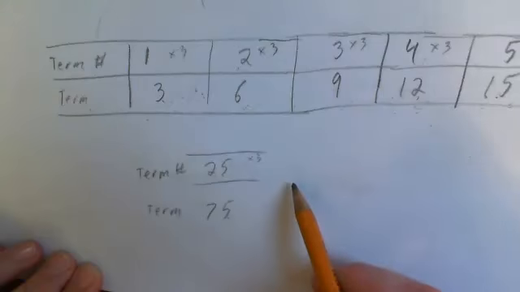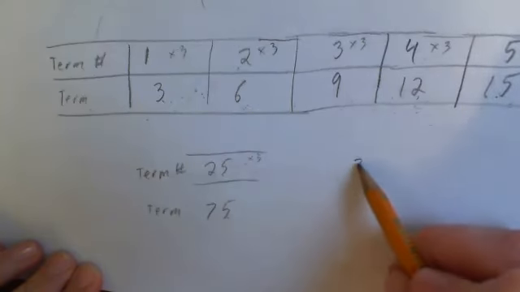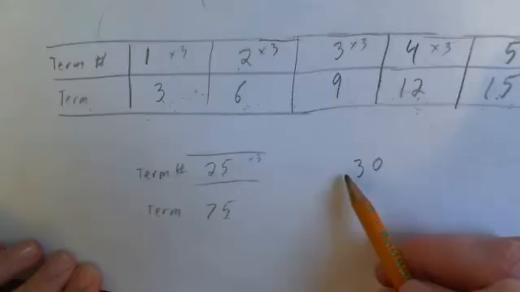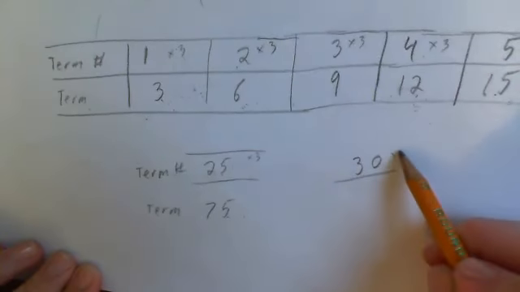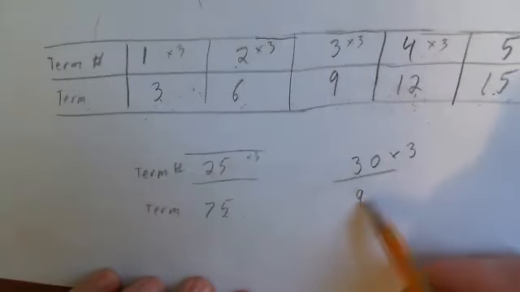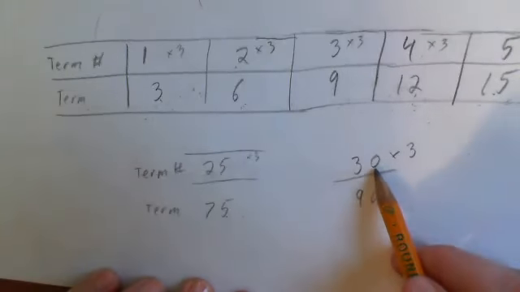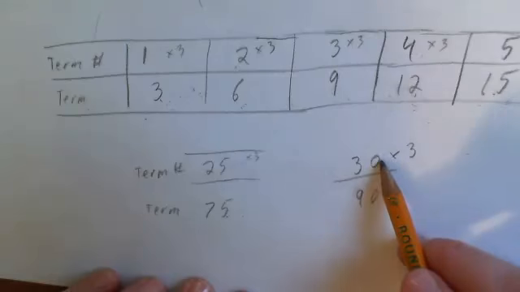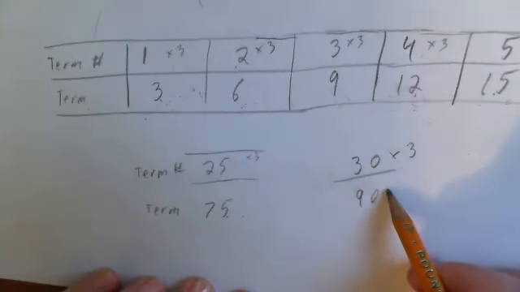I could do it again for a different option if I wanted. Say I wanted to do 30. I could do term number 30, and of course I multiply that by 3, and I end up with 90. So I know that I've got the term number 30, and there are 90 blocks in that term. So I wouldn't have had to go up all the way to 30 to figure out that there are 90 blocks.